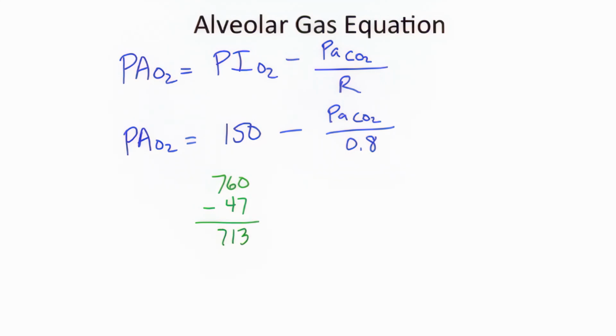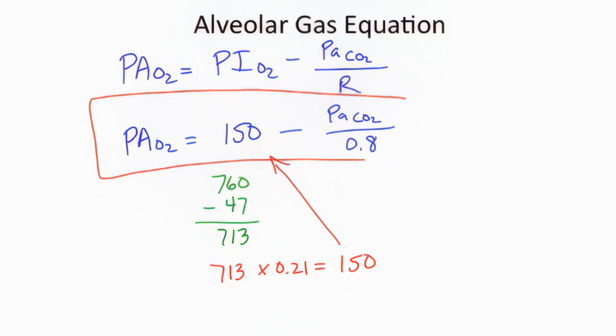Then you have to multiply that by the FiO2, the fraction of inspired oxygen. Normally, the air you're breathing is about 21% oxygen, so the FiO2 is 21%, or 0.21. Then you multiply the air pressure, 713, times the FiO2, 0.21, and that gives you about 150. So that's a rough estimate of your PiO2. And then 0.8 is an estimate of R, which I'm not going to get into. Just memorize the equation PAO2 equals 150 minus PaCO2 over 0.8, and you'll be in great shape.